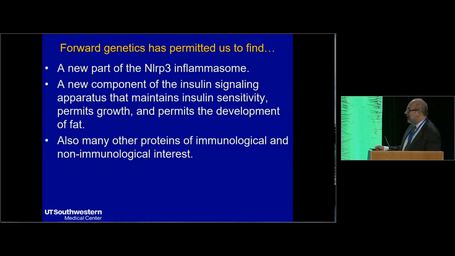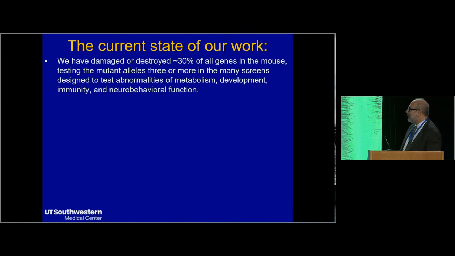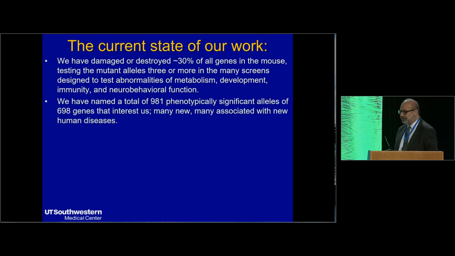So I've told you today how this process of mutagenesis has led us to find a new component of the NLRP3 inflammasome, also a new component of the insulin signaling apparatus, and I can tell you there are many, many other mutations that shed light on immunologic and non-immunologic proteins. To this point, then, we've destroyed about 30% of all genes in the mouse while keeping them under observation in a phenotypic pipeline that has close to 90 measurements in each mouse.